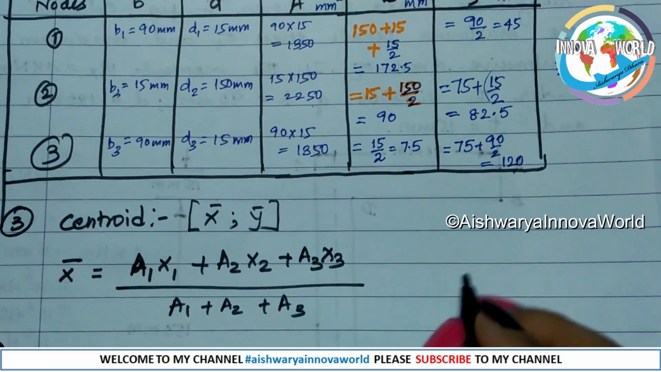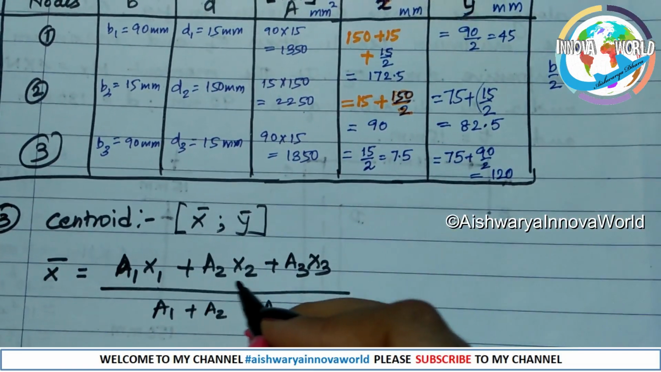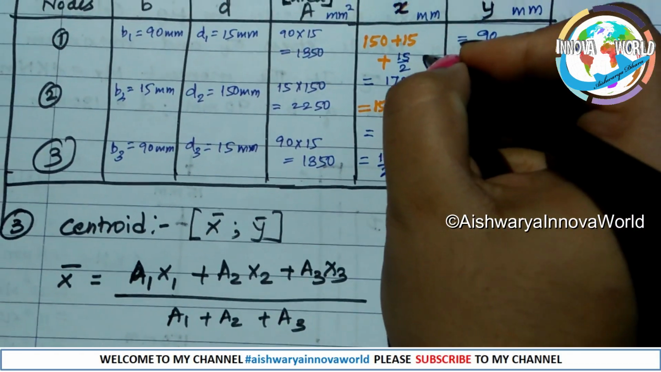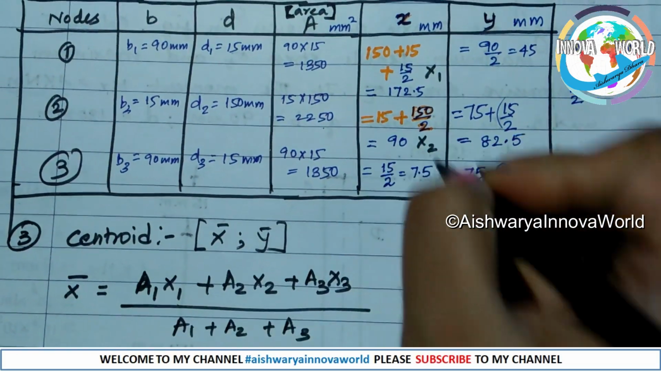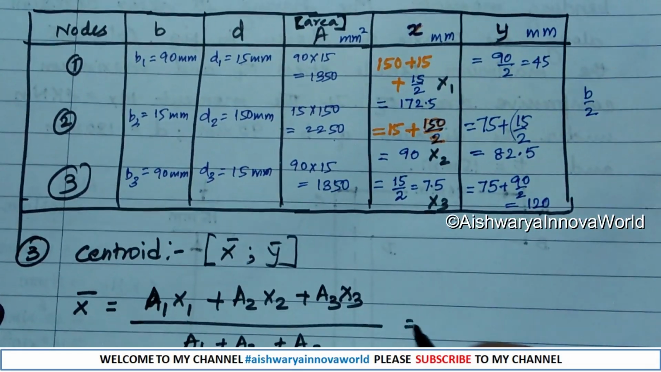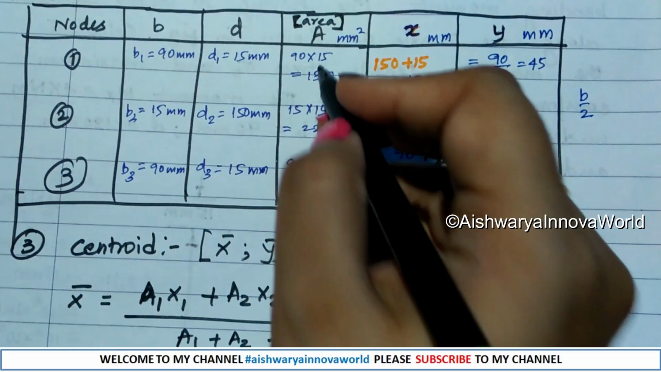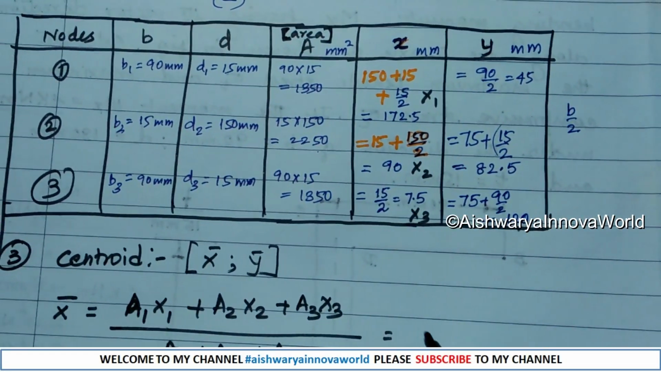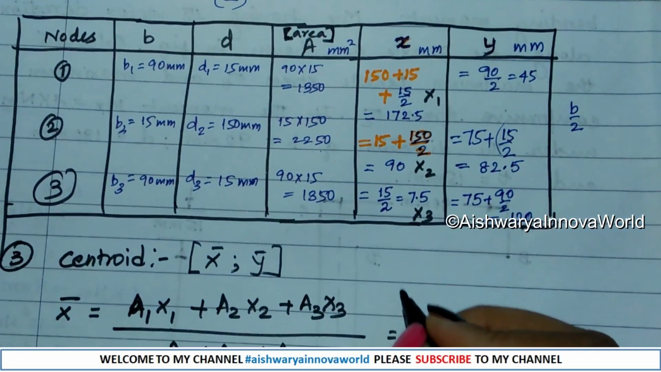It's very easy. Now what is x1, x2, x3? This is x1, this is x2 and this is x3. Now apply over here. You know the area. This is a1, a2, a3. Now if you apply here, you will get it. So what is that?